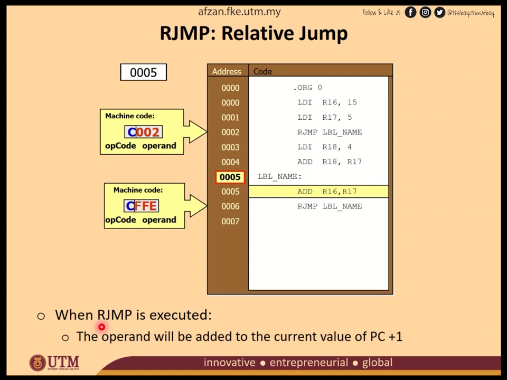So you see here, when RJMP is executed, the operand will be added to the current value of PC plus 1, and then added with the difference in addresses that you want to go. We see here it is currently 006, and you are going to go to 005, so you need to add 006 to 1, and it becomes 007, plus FFE, and it will produce 005. So now the program counter goes back to address 005. Okay, that is for the RJMP.